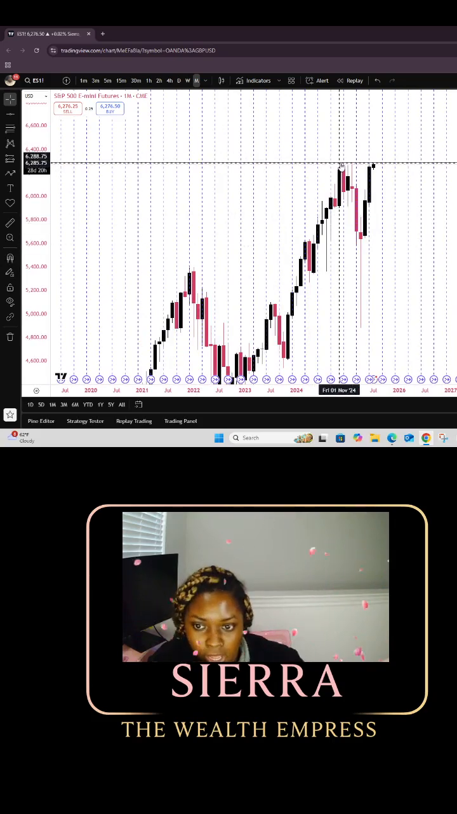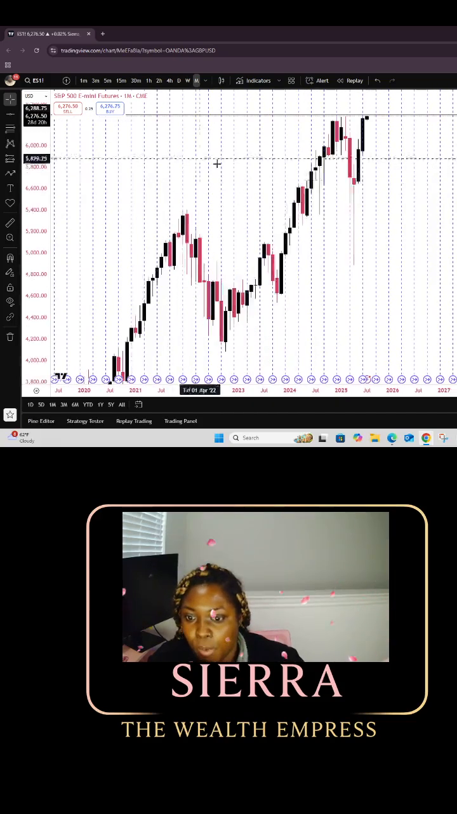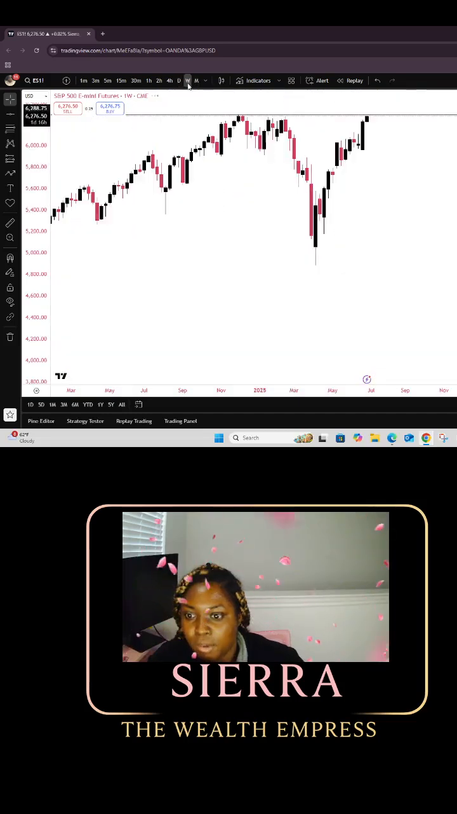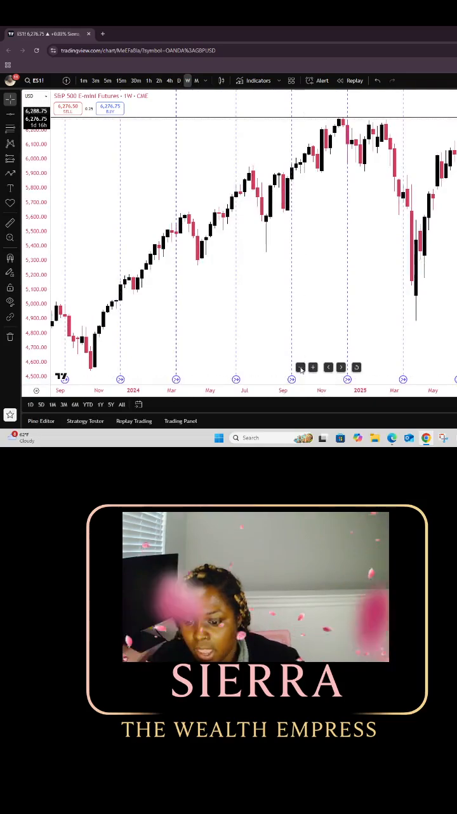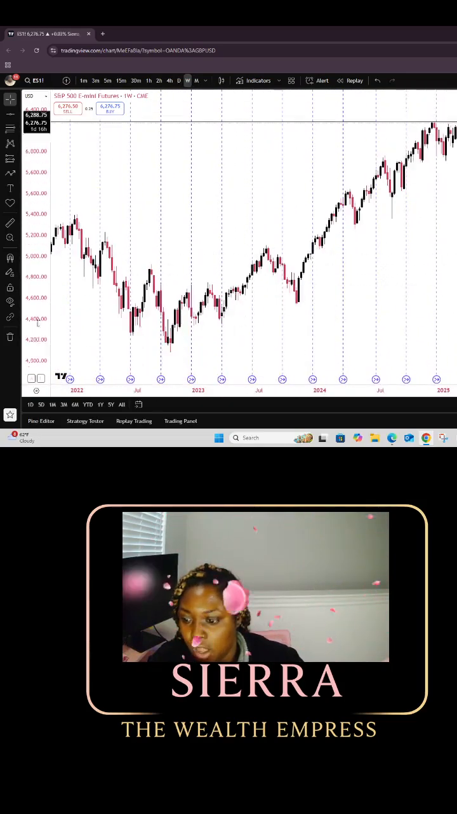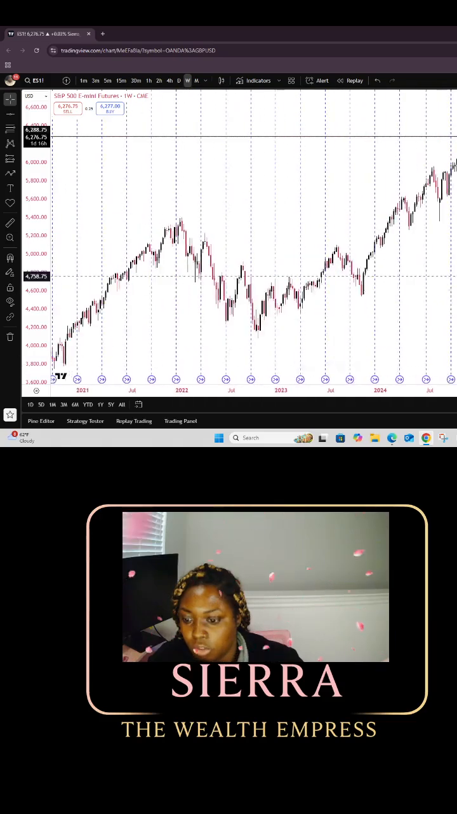So I'm marking this last high, okay? That's because that's an important area. I would mark this last low, but price isn't coming back down here. It's not coming back down here, okay? So now I'm going to come to my weekly. All right. And I'm going to zoom out and I want to show y'all the weekly structure. Okay.